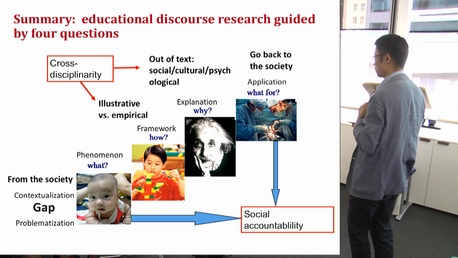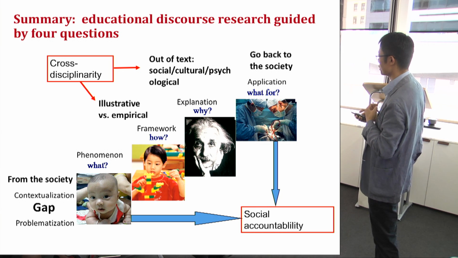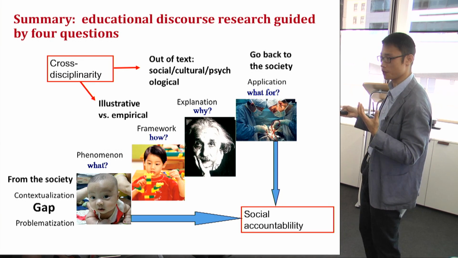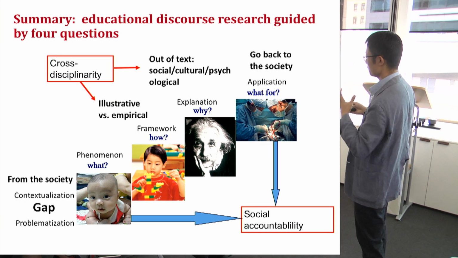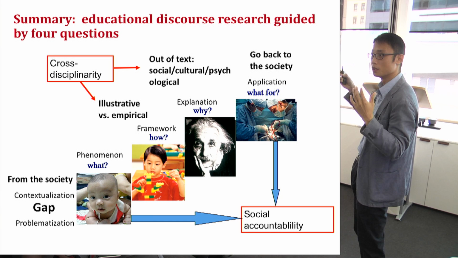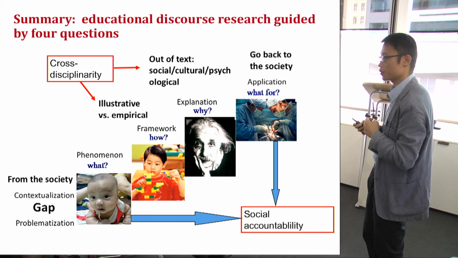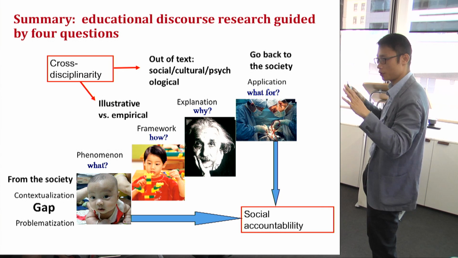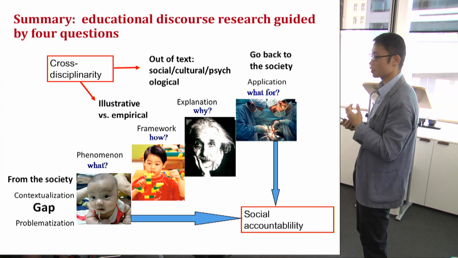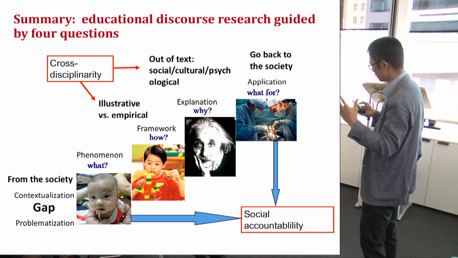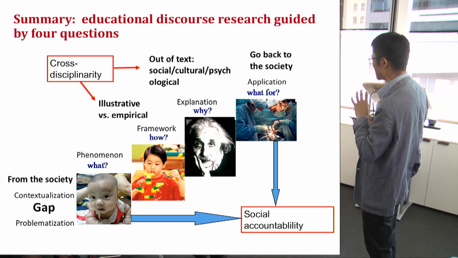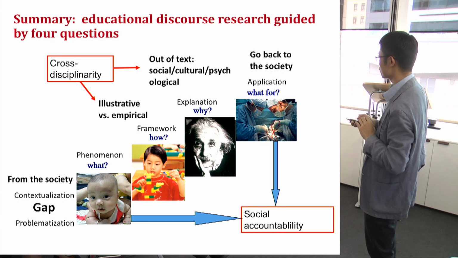You can see I've asked myself a lot of questions, starting from the first question, that is what, right? What is the phenomenon that you look at? So this, we can say, is from the society. I did this study because of the huge protest in Hong Kong about moral and national education, and it is contextualized in this particular context where nobody has done such research, and I also problematize the current situation because there's no research, as well as much criticism and not effective social values education and so on. So it's something that is worth doing. That's my start point of this education discourse research.